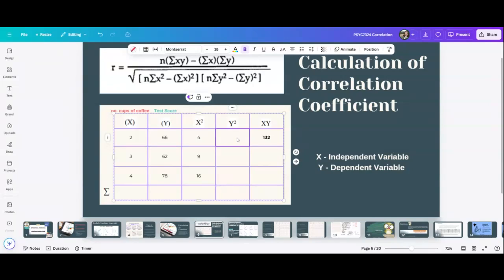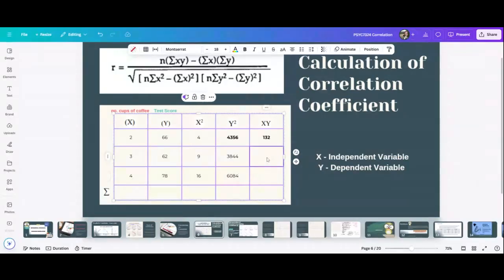Okay, just to work out these y ones quickly: 66 squared is 4356. 62 squared is 3844. And then the last one, 78 squared, is 6084.